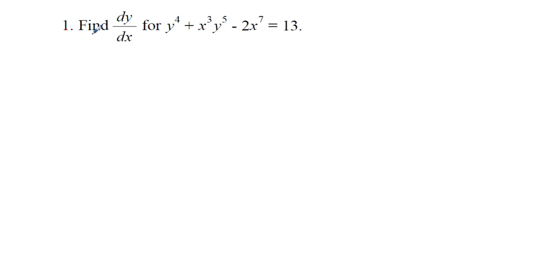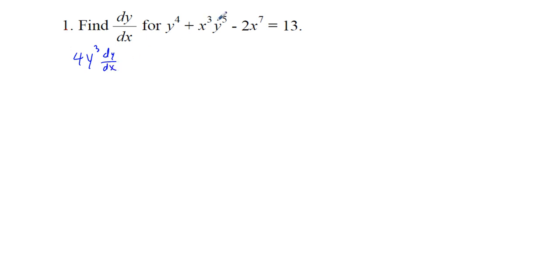And so here we have the first one. Find dy dx for y to the 4th power plus x cubed y to the 5th power minus 2x to the 7th power equals 13. And we will implicitly differentiate one of these terms at a time. What is the derivative of y to the 4th power? Well, it's going to be 4y to the 3rd power, and if we differentiate with respect to x, we're going to have dy dx.